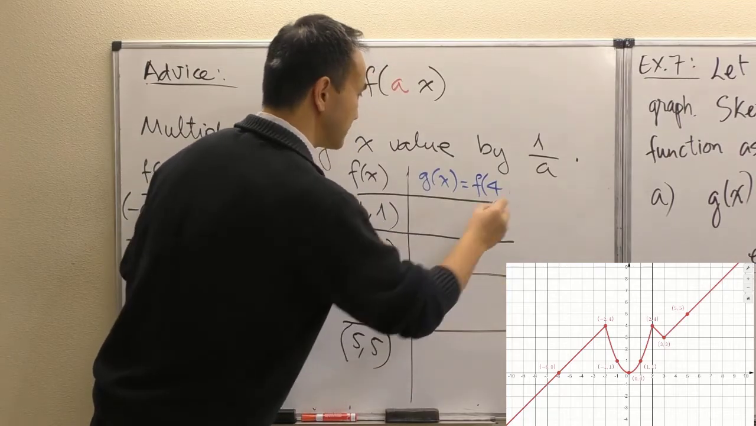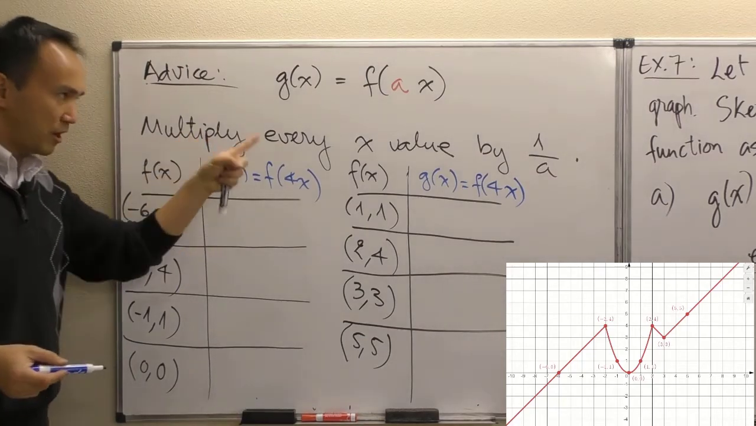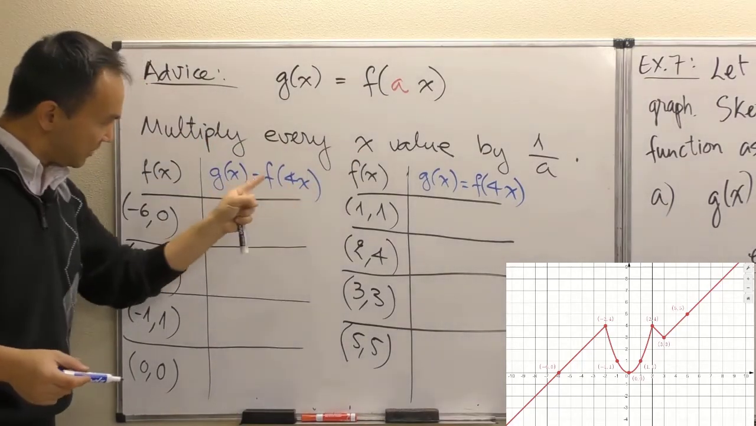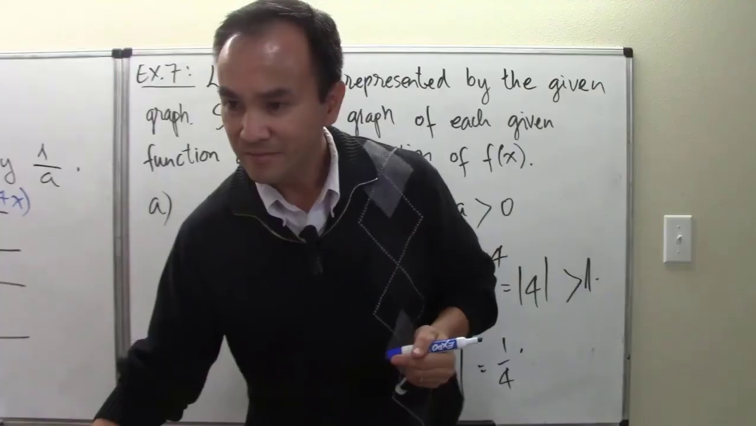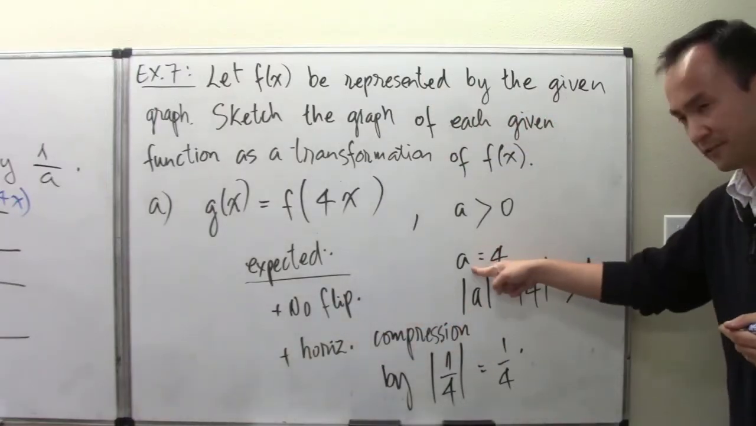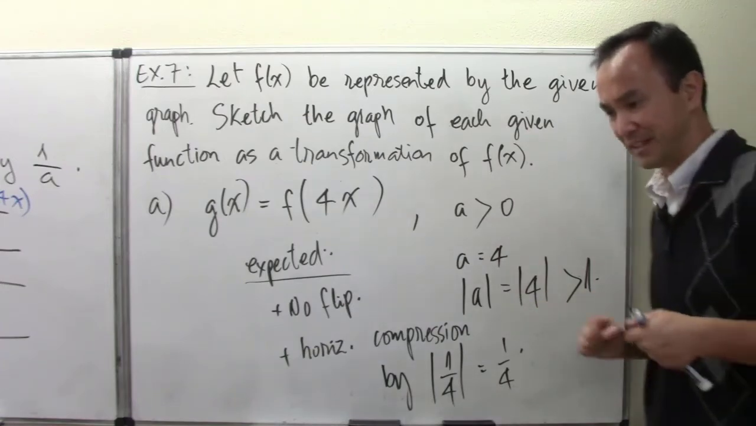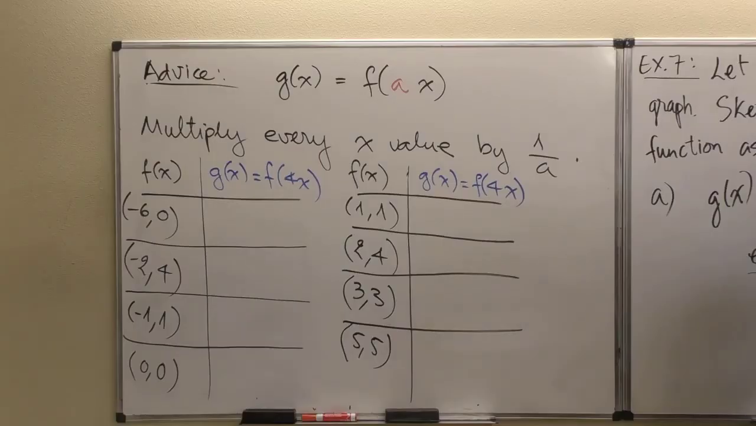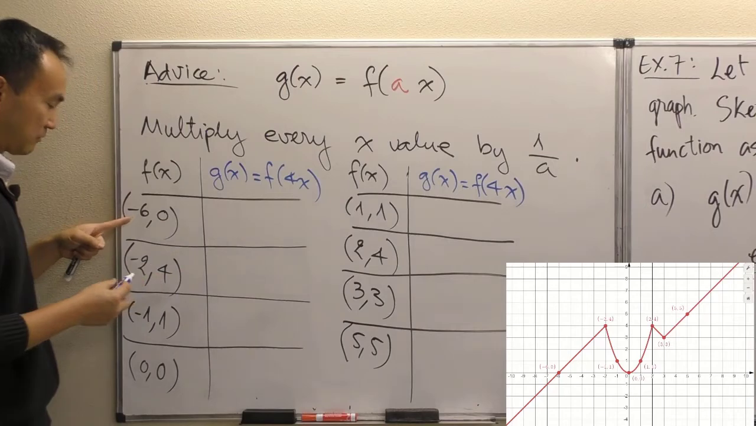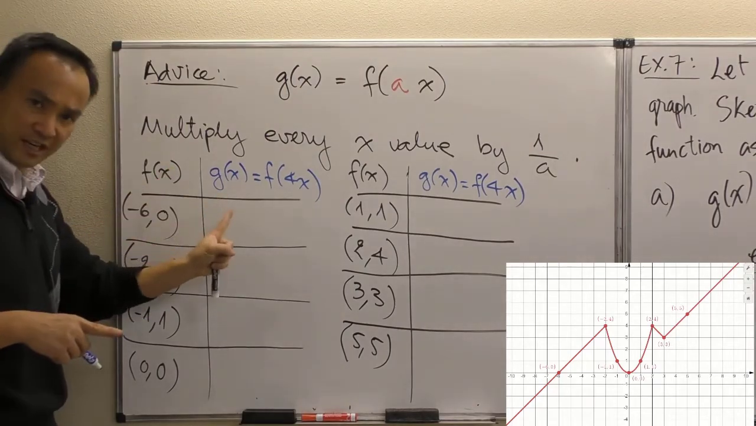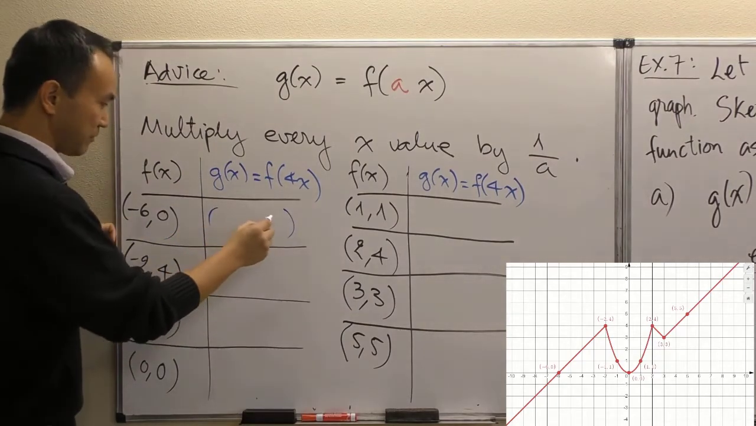Now, the advice only says multiply every x value by 1 over a. Our a value, as I sketched down on the other board earlier, is 4. It's positive, and its absolute value is greater than 1. That's all we need. Now when we're actually getting into doing it, here we go. For this kind of work, we don't have to worry about the y value. So for the first pair, the y value stays the same, 0.